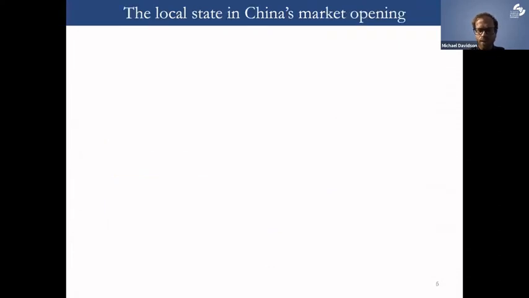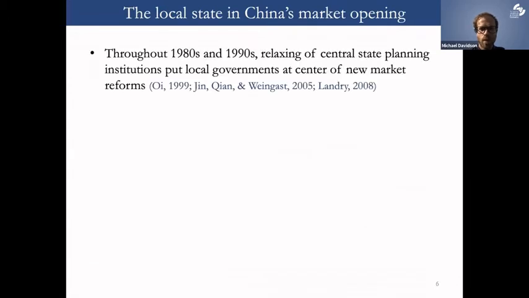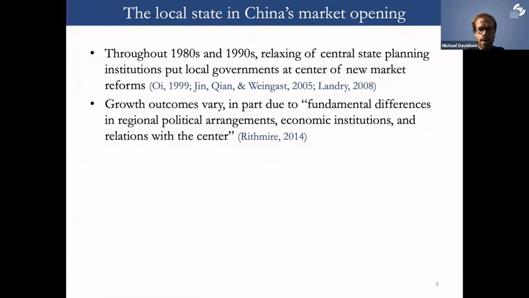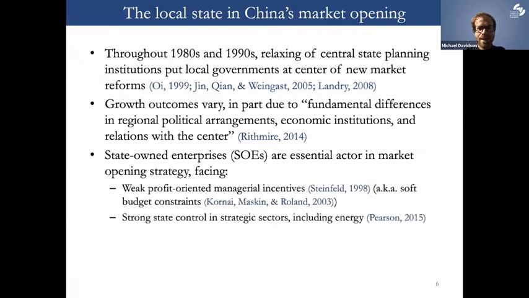these contexts. So just a little background on the local state in China's market opening. China in the 80s and 90s was relaxing central state planning, and this really put the local governments in the driver's seat. They were the center of a lot of new market reforms. And we noticed over these several decades that growth outcomes across the provinces in China vary quite substantially due to a variety of differences in political arrangements, economic institutions, as well as the relationship between local state and the center. And state-owned enterprises, the new firms that the state owns but are not directly part of central planning ministries, are essential actors in this market opening strategy.